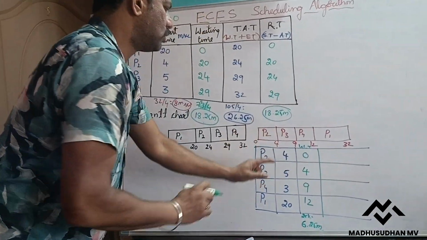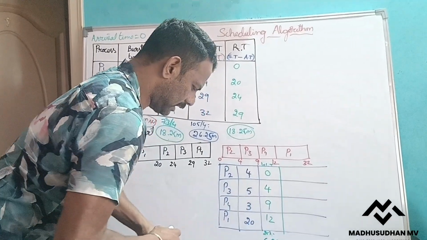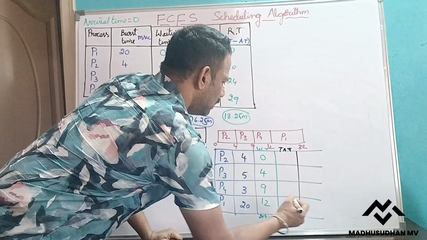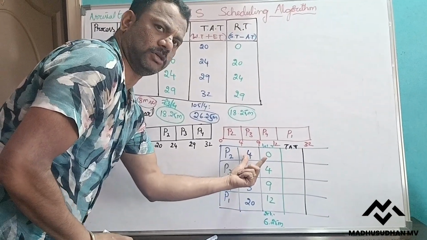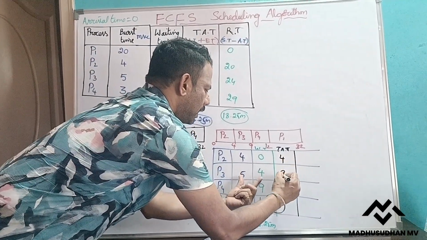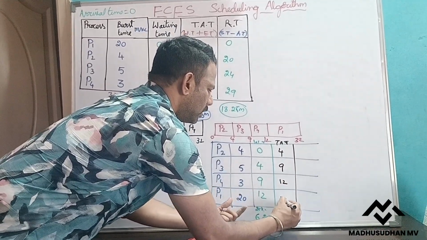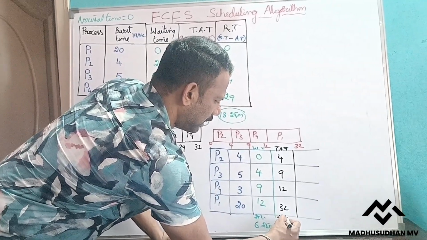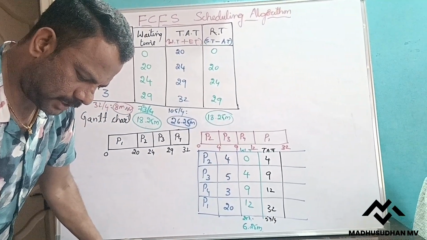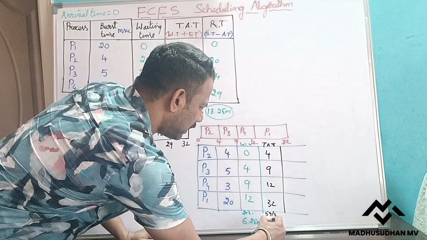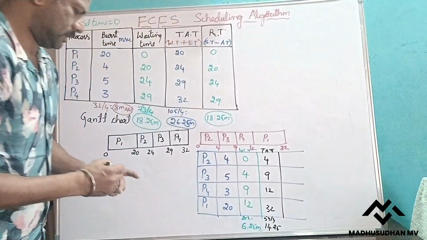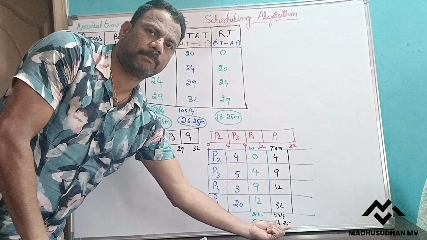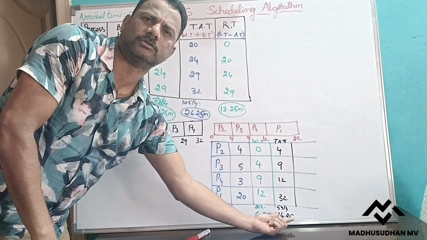Now again, turnaround time. If I calculate turnaround time, it is execution time plus waiting time: 4, 9, 12, 32. Now if you add these, 44, 48, 57. 57 divided by 4 is equal to 14.25 milliseconds. See here, the earlier average is 26.25. Here the average is 14.25, almost 50% reduced.